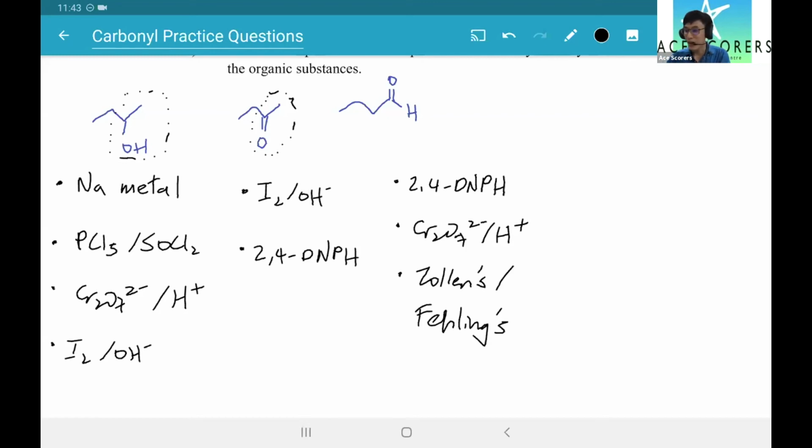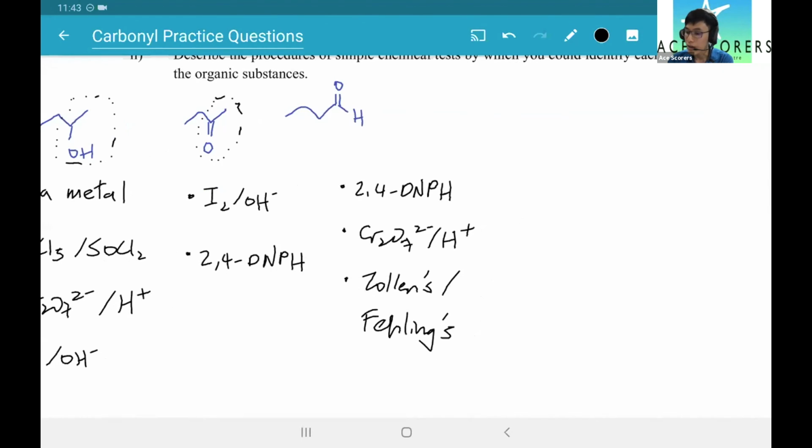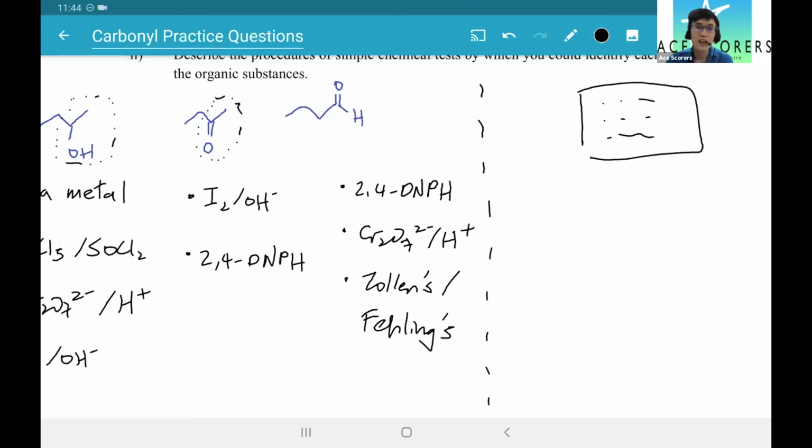Okay, so for this question, there's actually a couple of ways to present your answer. You probably write in statements, like you say add such and such to such and such, then after that you give the observations. So that's a way, but it's just a bit wordy. If you want, you can consider using another way. This is the flow chart, the reaction scheme way. Meaning you got the 3 compounds here. Then you decide on what test you want to use.